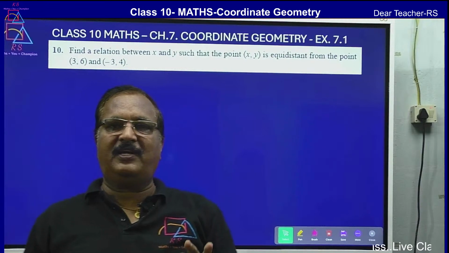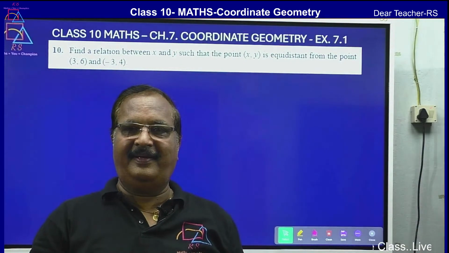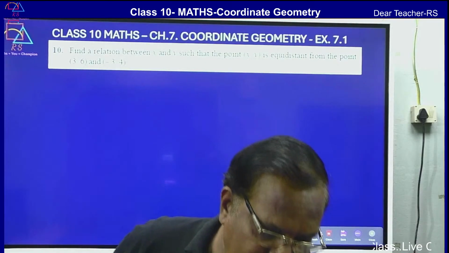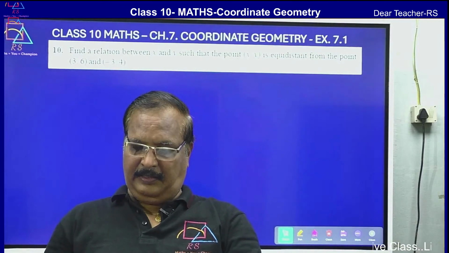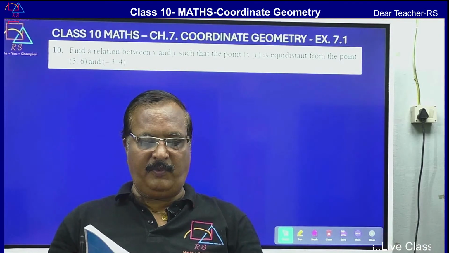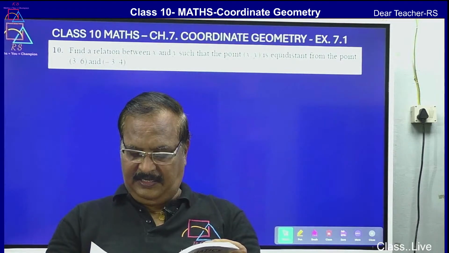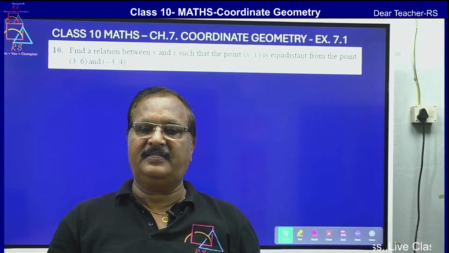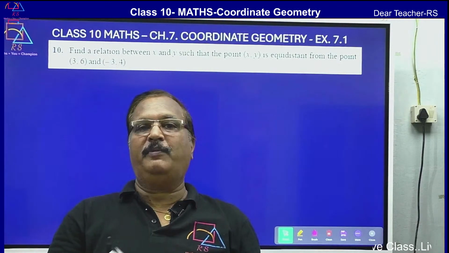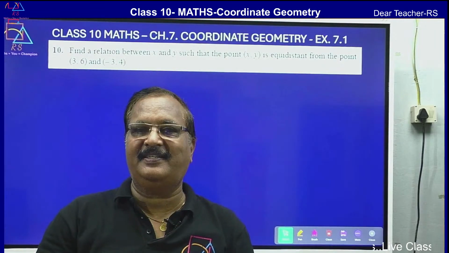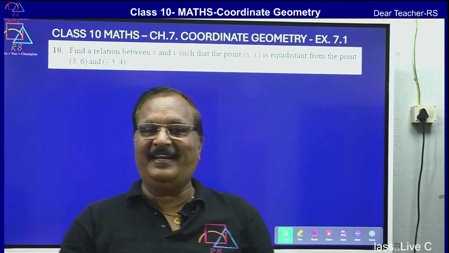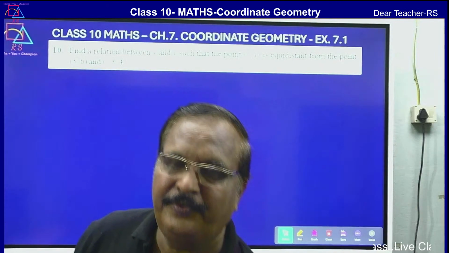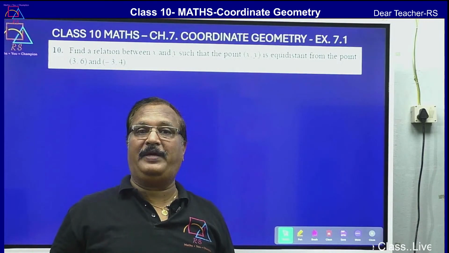This equidistant problem is very important, why? Because 3 problems in this exercise are given. Which problems are equidistant? The 10th problem is equidistant, the 9th problem is equidistant, and the 7th problem is also equidistant. So out of 10 problems, 3 problems are based on the equidistant rule. So definitely it is very, very important. All of you please understand it and practice it with a few extra problems.